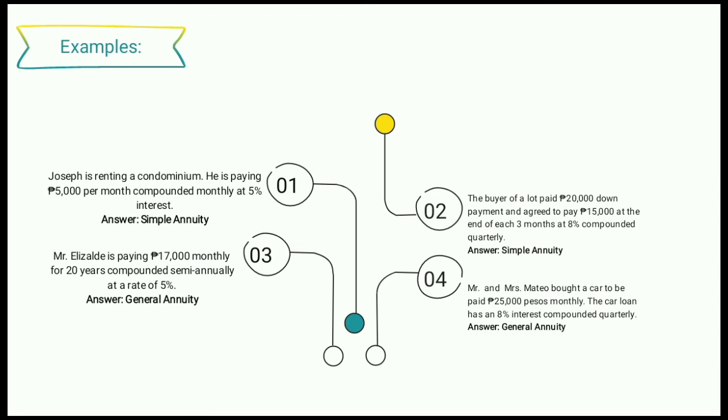Mr. and Mrs. Mateo bought a car to be paid 25,000 pesos monthly. The car loan has an 8% interest compounded quarterly. The answer is general annuity. Why? Because the payment interval is monthly and the compounding interval is quarterly. So they are not the same. So therefore, we call it general annuity.